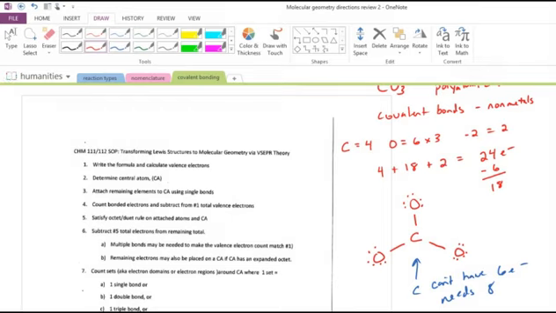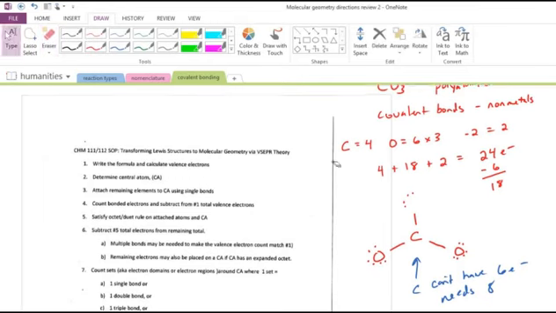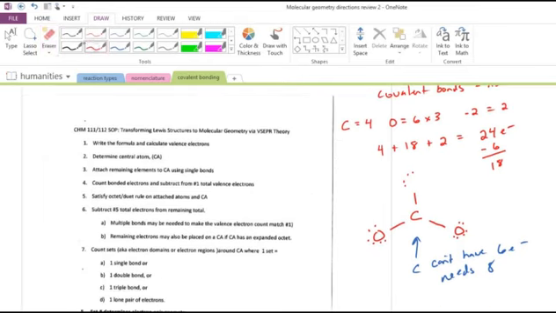Okay, so multiple bonds may be needed to make the valence electron count match number 1. Well, we can't get everything its octet. We don't have enough electrons by using single bonds. So what we need to do is pick an oxygen. Doesn't matter which one. Give it a double bond.